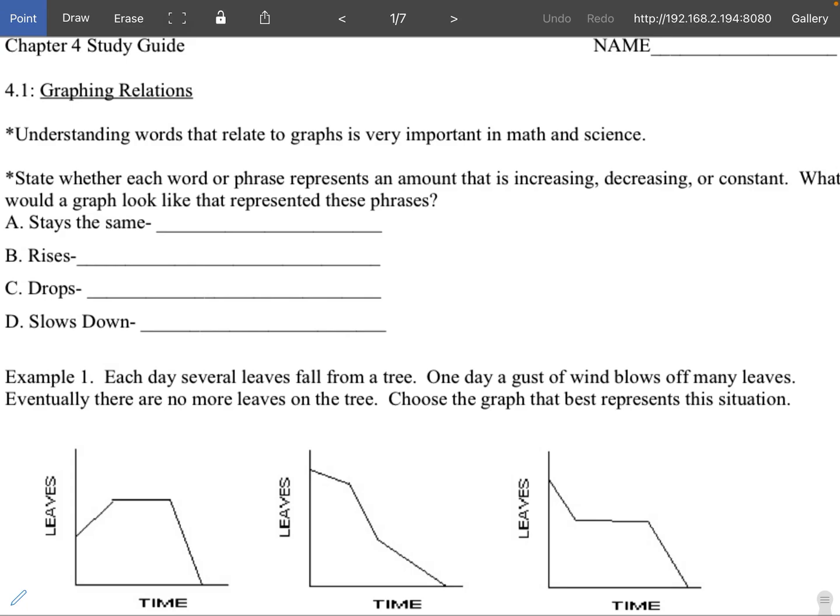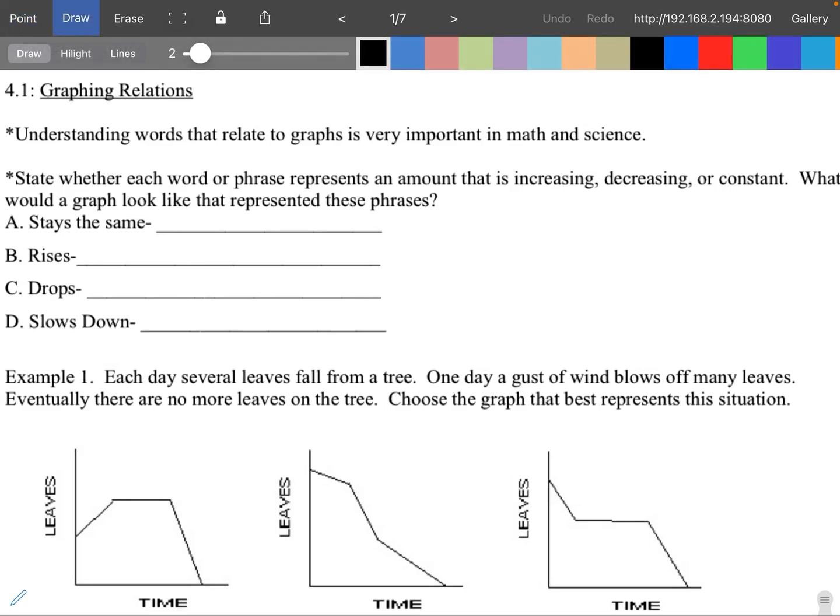Okay. So what it says up at the top here is we have to state whether each word or phrase represents an amount that's increasing, decreasing, or constant. And then what would a graph look like if it was one of those three things? So A right here says that the graph stays the same. So would that be increasing, decreasing, or constant? Yep, that's constant. So you're going to fill in constant on this one.